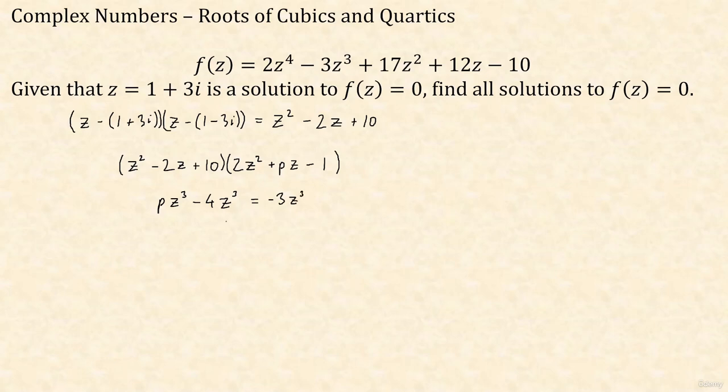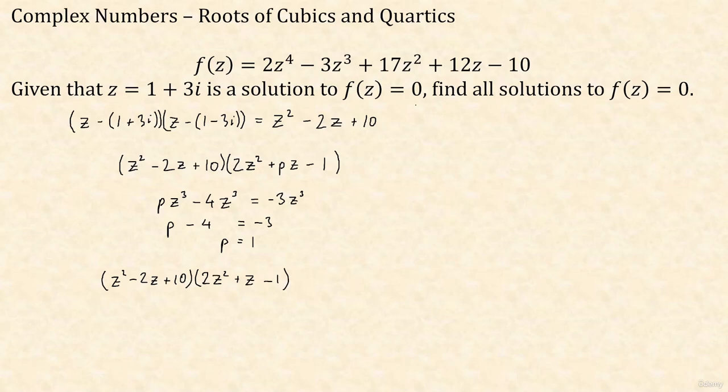So getting rid of those z cubes, we get p minus 4 is equal to minus 3, and that means that p is 1. So I need to then just say what this is. So I know now that this is z squared minus 2z plus 10, and I now know that this is 2z squared plus 1z, so just plus z minus 1.